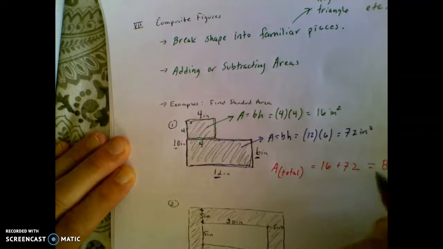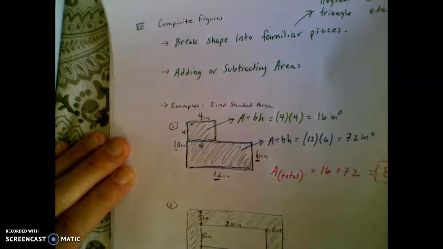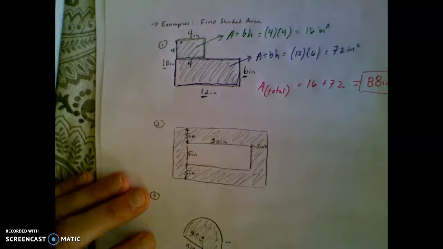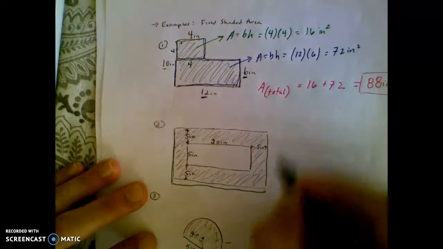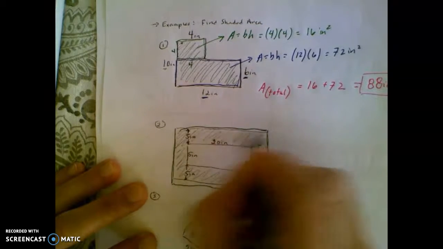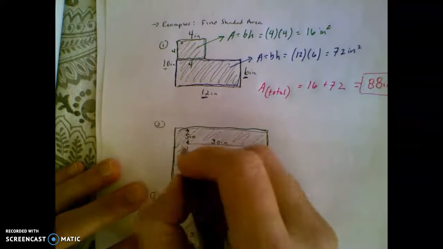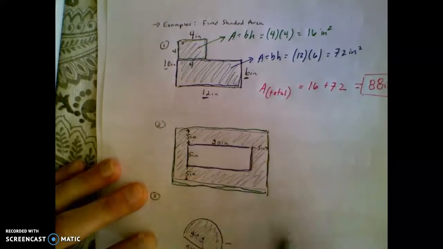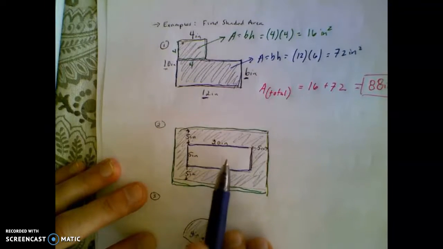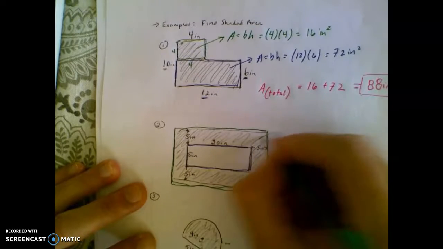So that's one where I added the areas. An example of a subtracting the area problem is one like this. So this one, again, I noticed this overall green rectangle, but notice not all the area in there is shaded. The area that's not shaded in that green rectangle is this blue rectangle. So now what I need to do is find the area of the green one and then remove the blue one.